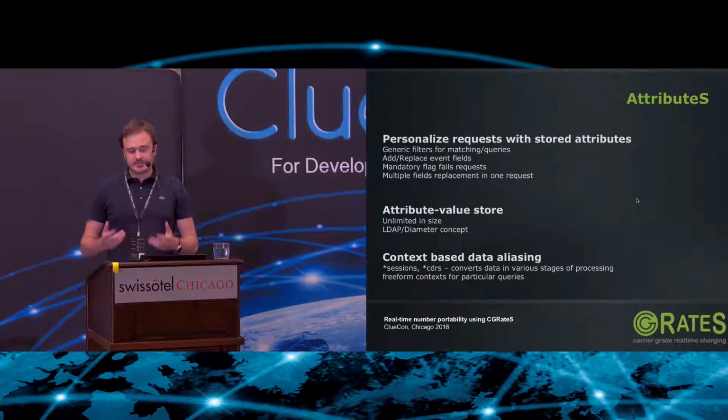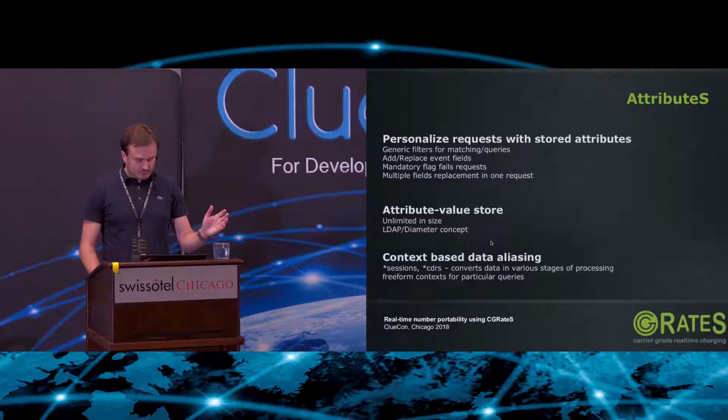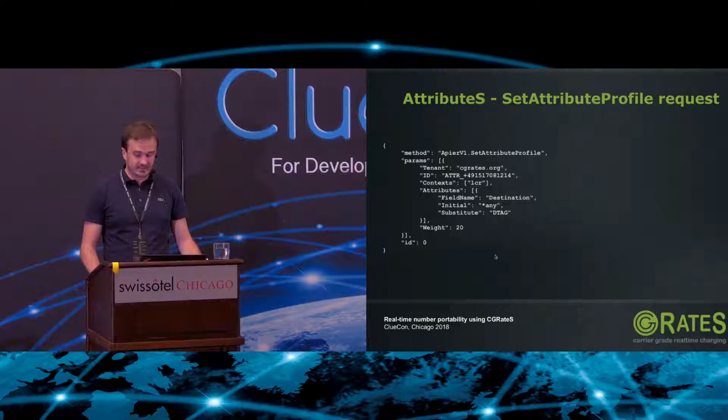Attributes is the subsystem handling the number portability aliasing. It will personalize the request with stored attributes. It will add or replace event fields. We have generic filters for matching rules, so you are not obliged to use our fields. It follows the LDAP or Diameter model, and you can also do context-based aliasing.